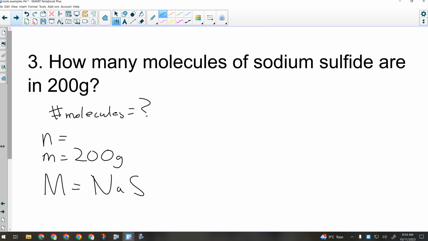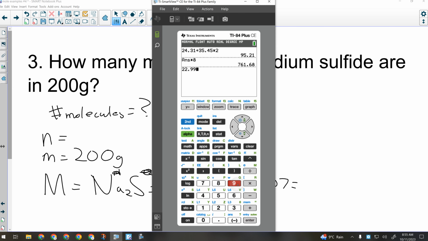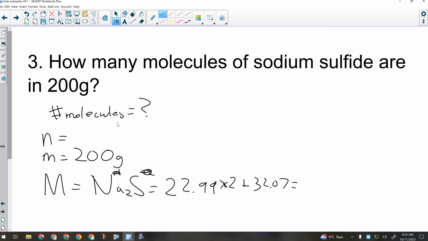Drop and swap, right? Sulfur is a -2, sodium is a +1, so I'm looking at Na2S. And so we will have 22.99 times 2, plus 32.07 for the sulfur. There we go, 78.05 grams per mole.